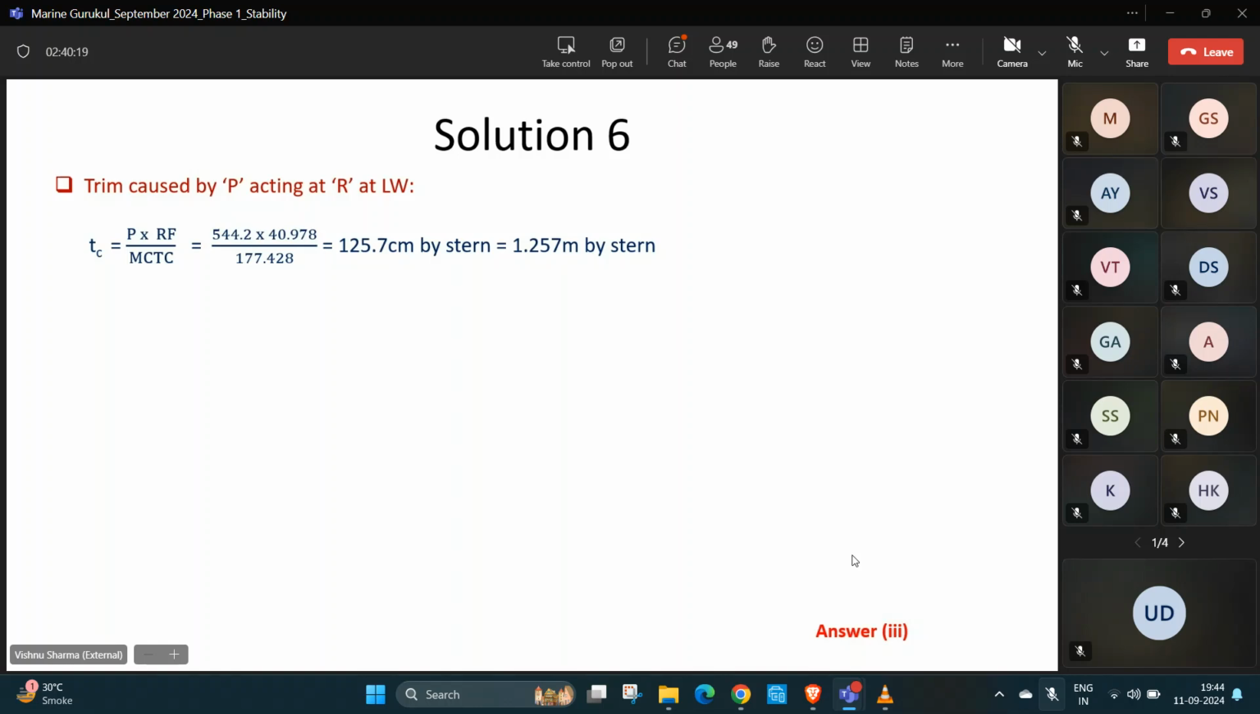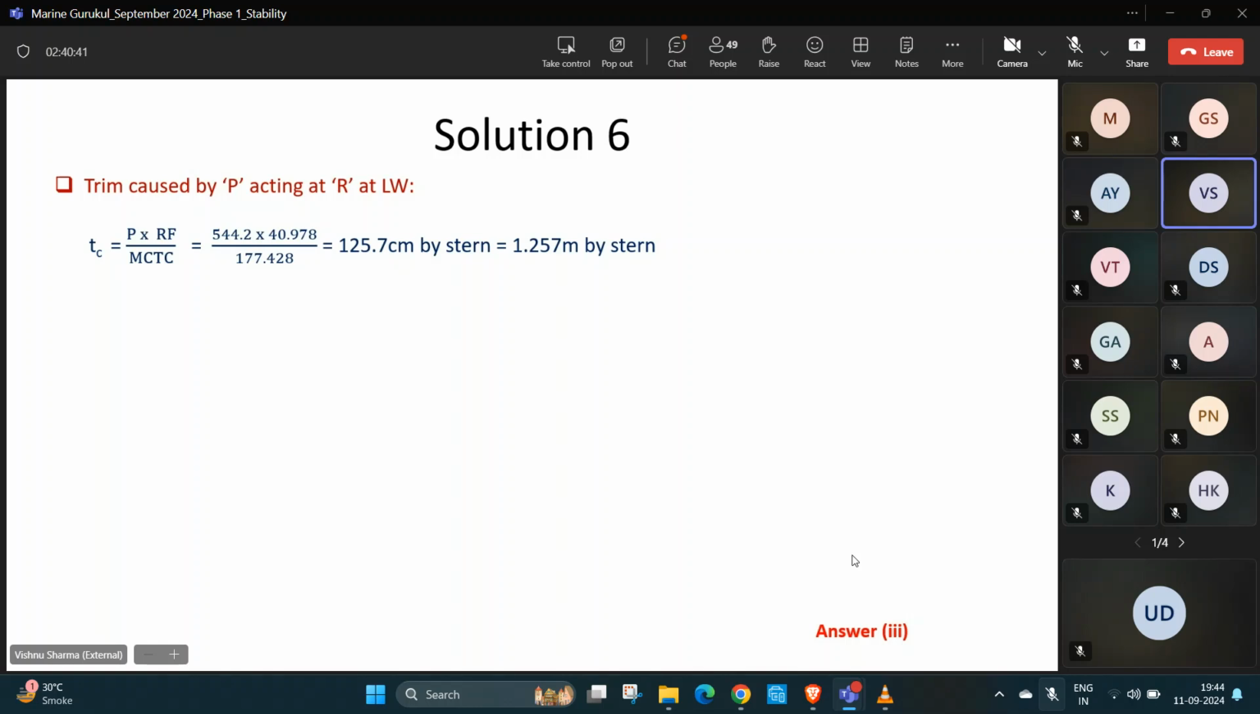Bolo bhai? Yes, sir. Yes, sir. Okay, 1.257 by stern. Remember that, because that will help you in deciding which one to add, which one to subtract, right? By stern. Yeah, name is important.